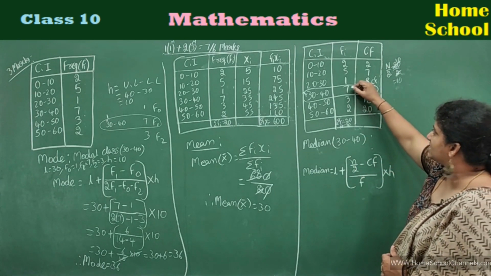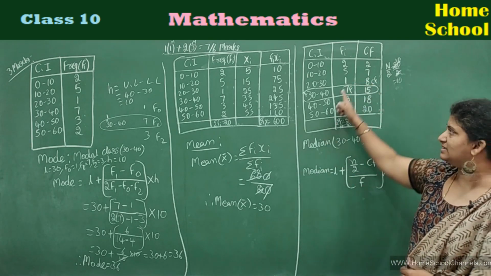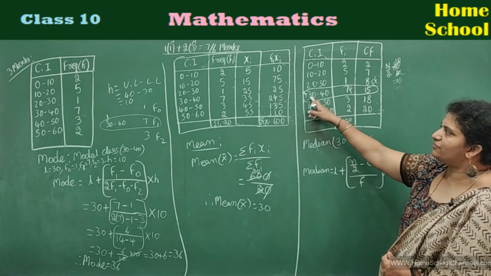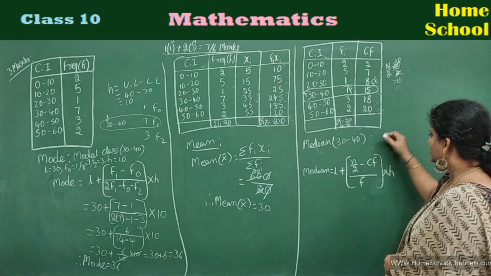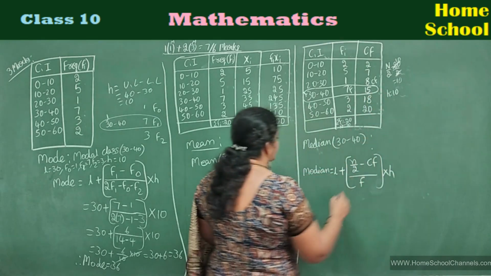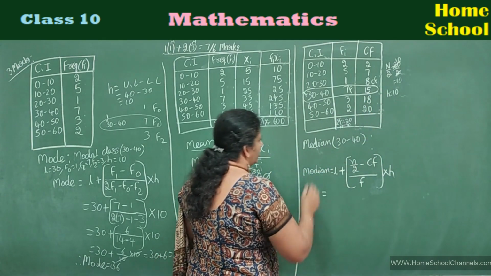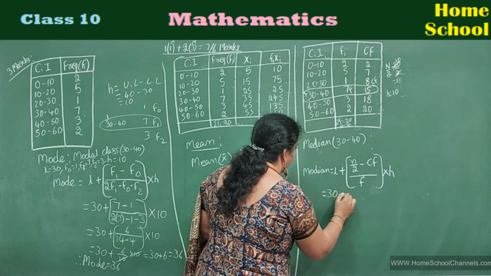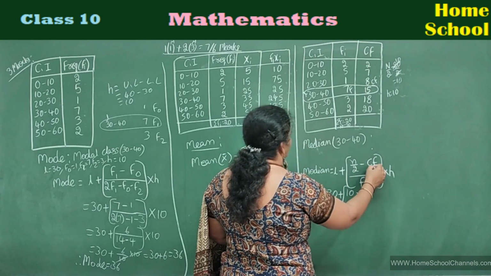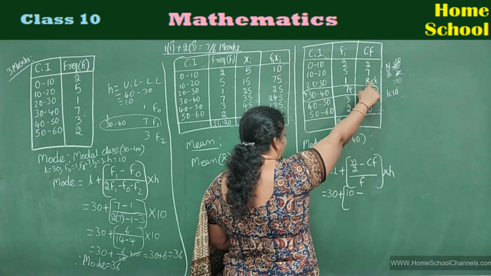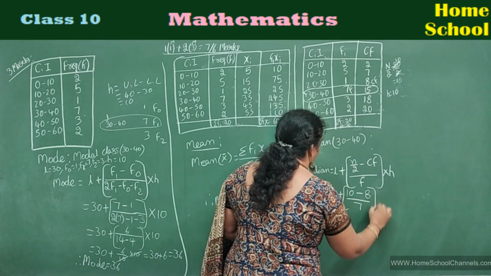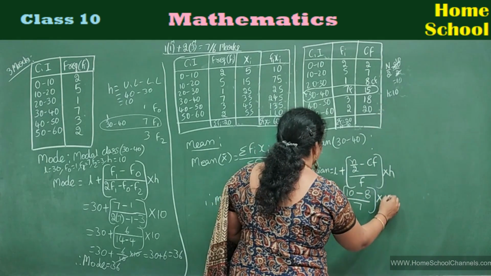F, frequency in the median class, this is the frequency. H is the class size. Class size 40 minus 30 will be 10, so you can write here H is equal to 10. Substitute all this in the formula. Median is equal to L, 30, plus N by 2, which is 10, minus cumulative frequency above the median class, 8, over frequency in the median class, 7, into H, class size 10.